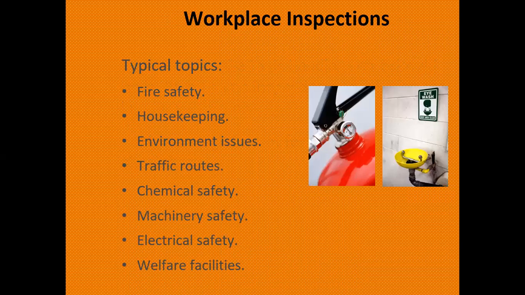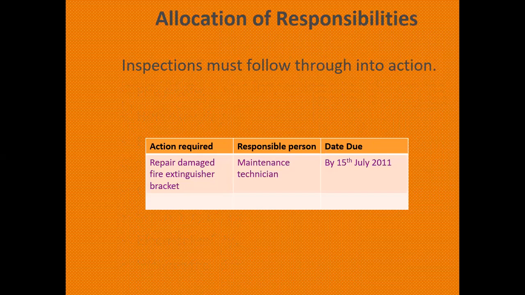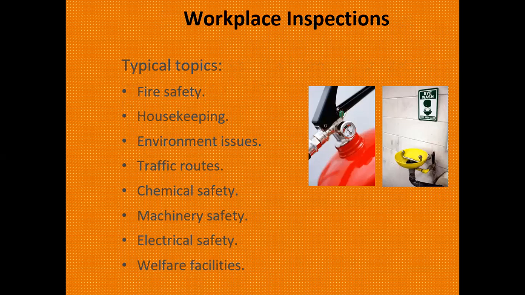Okay, here we are talking about workplace inspections: the fire safety inspection, housekeeping. These are the typical topics. Environment issues, traffic routes: is a segregated walkway available for employees, for pedestrians and vehicles? Chemical safety: are the chemicals stored properly? Machinery safety, electrical safety, welfare facilities. These are general topics which are available in every workplace.